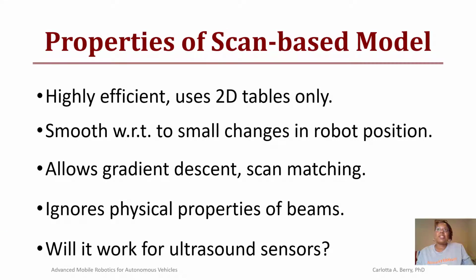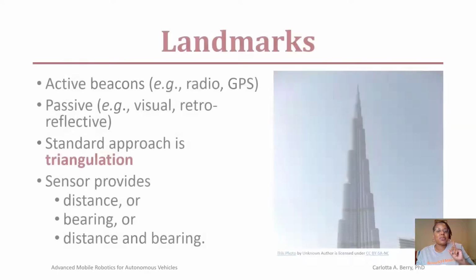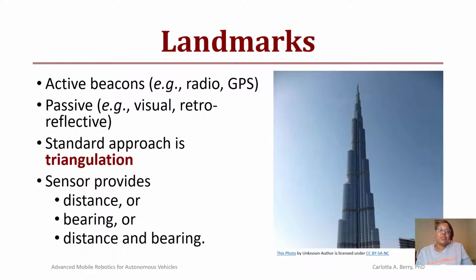So some of the properties of a scan-based model is that it's highly efficient because it can use a 2D table only where you compile all that data. You can smooth with respect to small changes in the robot position. It allows a gradient descent for scan matching as opposed to abruptly reading and then not reading a value as in the beam-based model. You can ignore the physical properties of the beams because we're doing it from the perspective of the obstacles. And will it work for ultrasound sensors is the question, as opposed to sonar. And those are the things you have to determine by looking at the analysis.